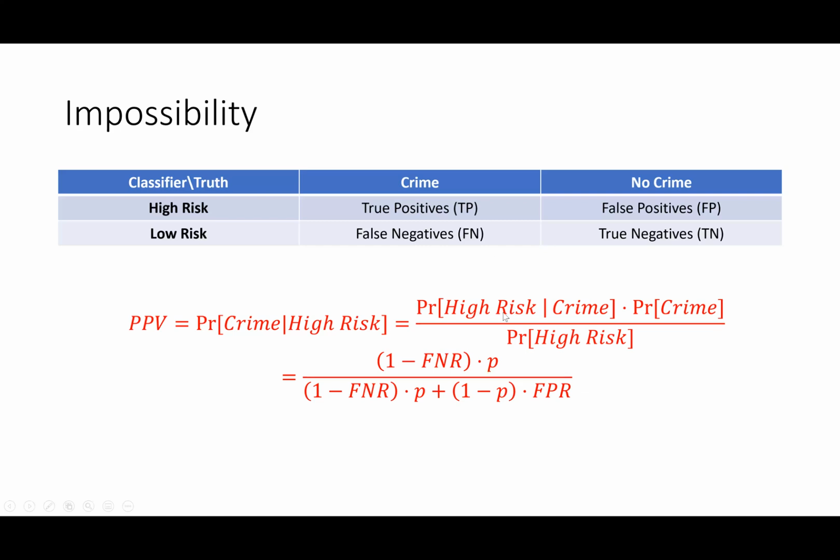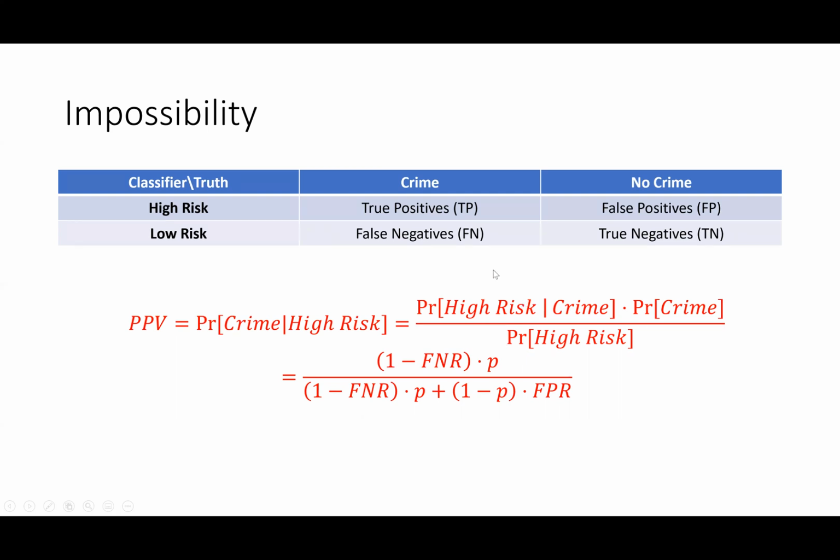What's the probability that you're labeled as high risk given that you've committed a crime? Well, that's just the fraction of true positives, right? People who are labeled as high risk and have committed crimes amongst all of the people who've committed crimes. So the fraction of people in the crime column who are labeled as false negatives, that's the false negative rate. And the true positive rate, the probability that you're labeled as high risk given that you've committed a crime, is just 1 minus the false negative rate. So the numerator here is just 1 minus the false negative rate times the base rate.